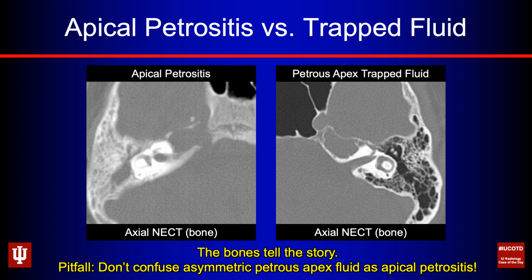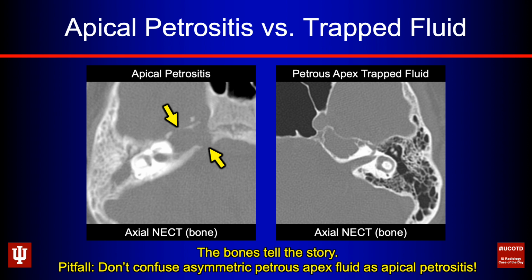And the story here is told by the bones. You need to look at the bone changes on the temporal bone CT, because that really tells you what's going on. So patient on the left with apical petrositis, you can see opacified petrous apex, but the bone is indistinct. In fact, it's dehiscent. It's eroded out multifocally. That's not what just benign trapped fluid at the petrous apex does.